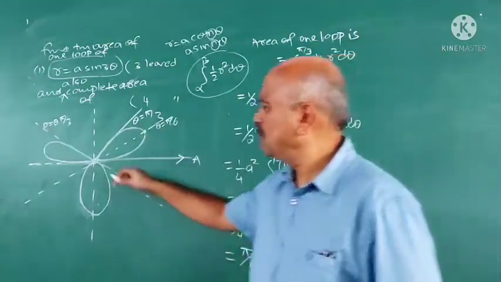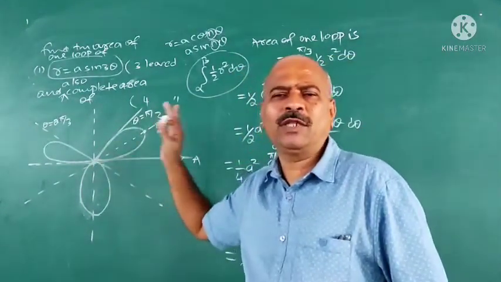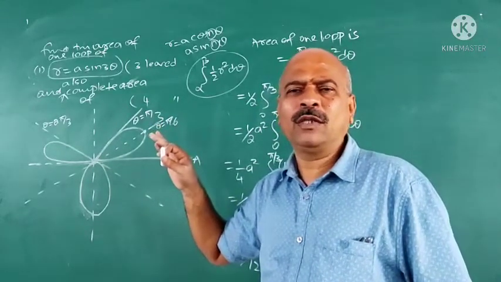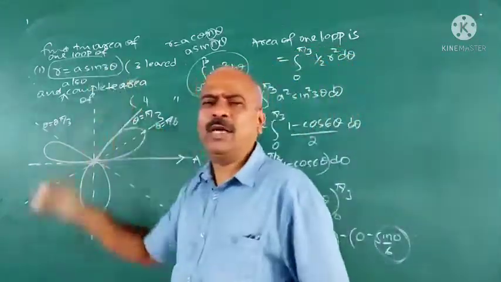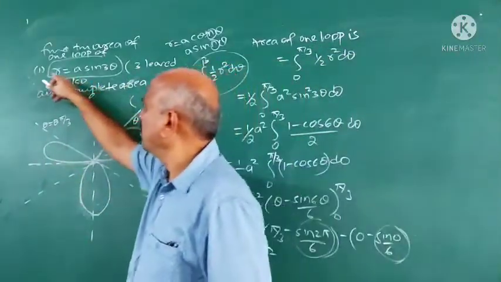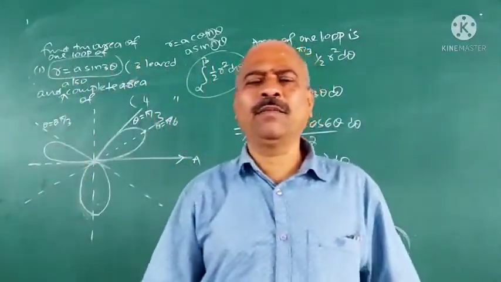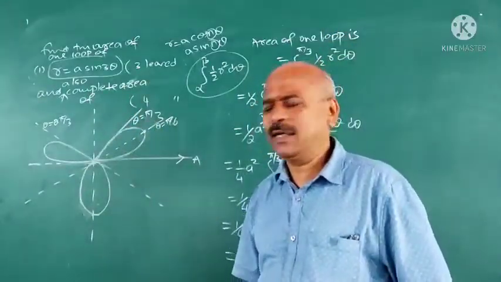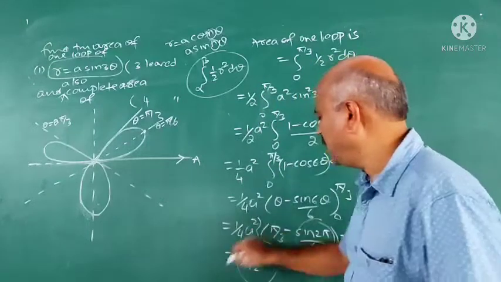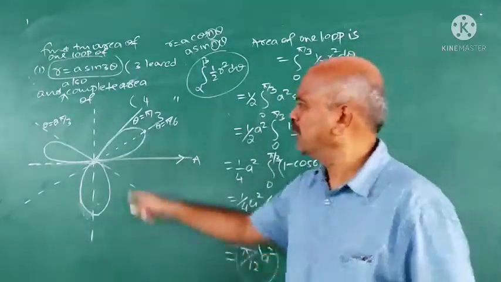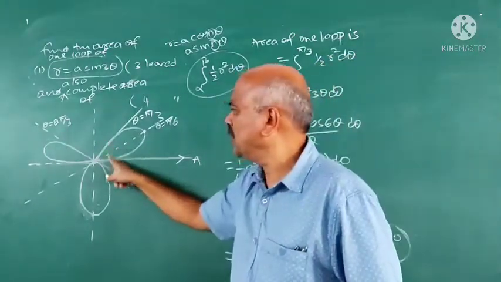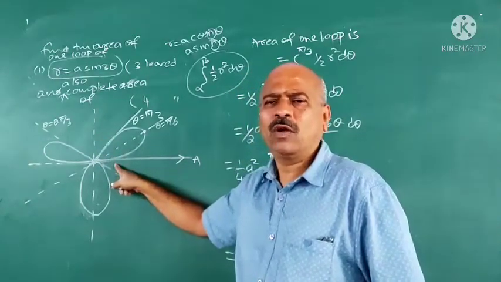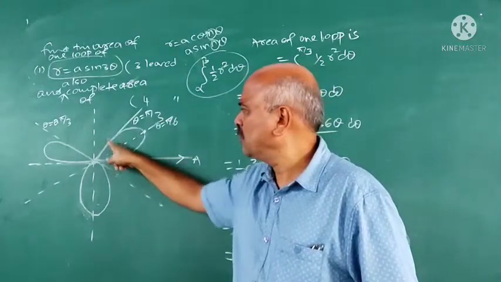I tell you, students, it is important from the examination point of view, because in an MCQ type exam this question may also be asked. What is the area of one loop of the curve r = a sin 3θ? It is π/12 a². The important thing is, for one loop θ varies from 0 to π/3. If you remember this, it is sufficient.